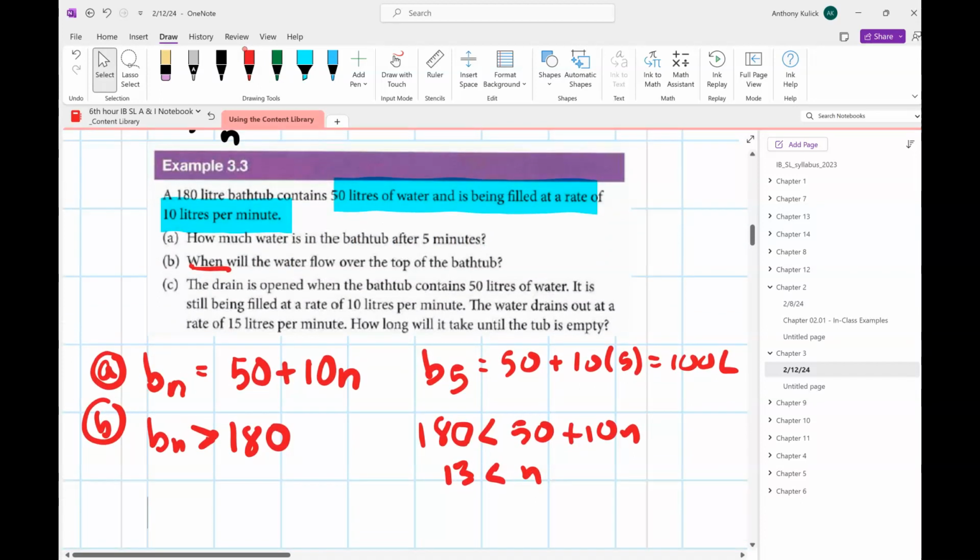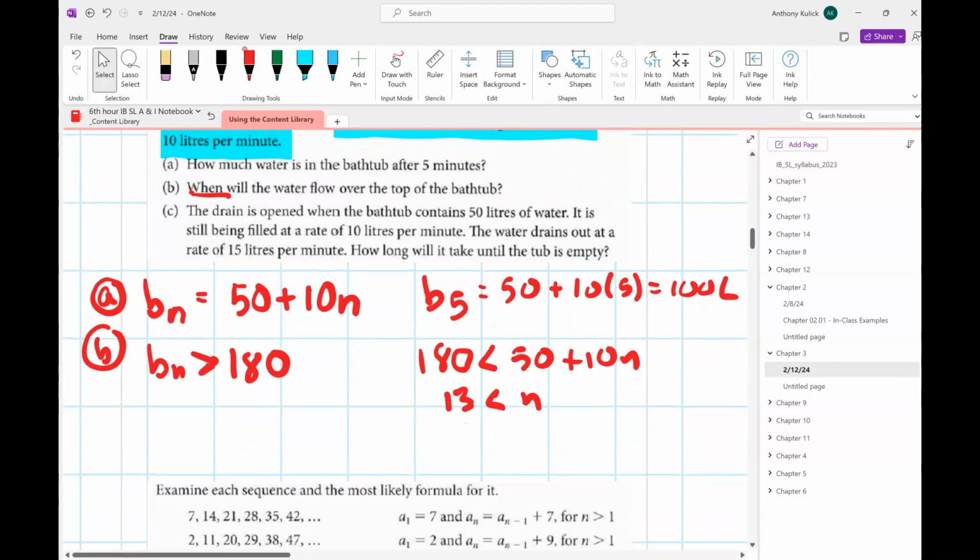It says the drain is open when the bathtub contains 50 liters of water. It is still being filled at a rate of 10 liters per minute, but the water drains out at a rate of 15 liters per minute. How long will it take for the bathtub to empty? I should probably give that a new name.